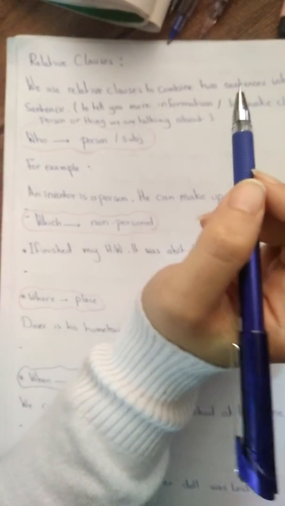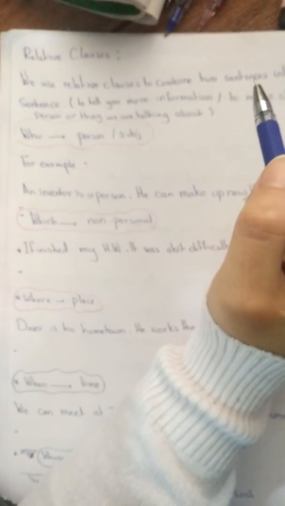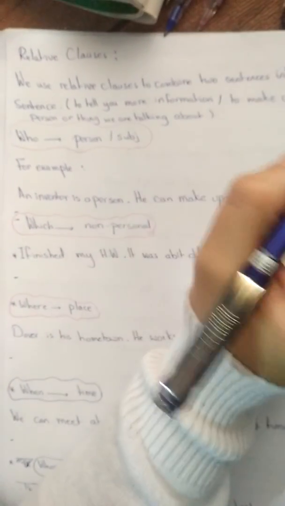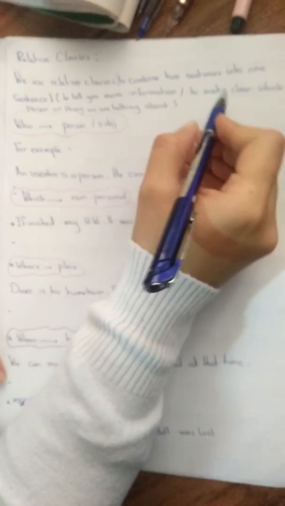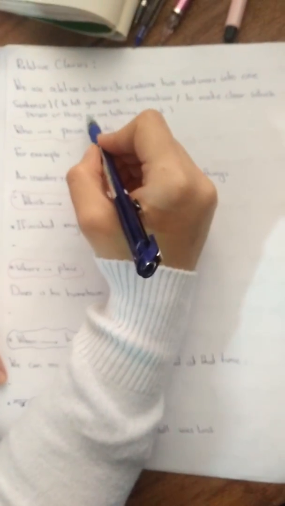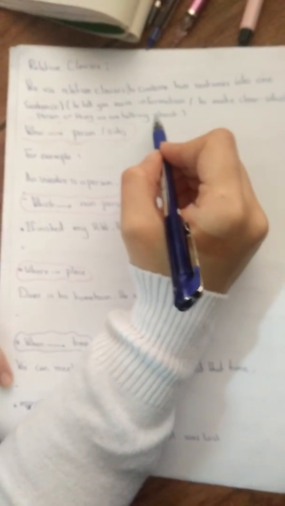Hello, relative clauses. Today we will talk about relative clauses. The first thing we will talk about: why do we use relative clauses? We use relative clauses to combine two sentences into one sentence. What is the purpose of this combination? To tell you more information or to make it clear which person or things we are talking about.